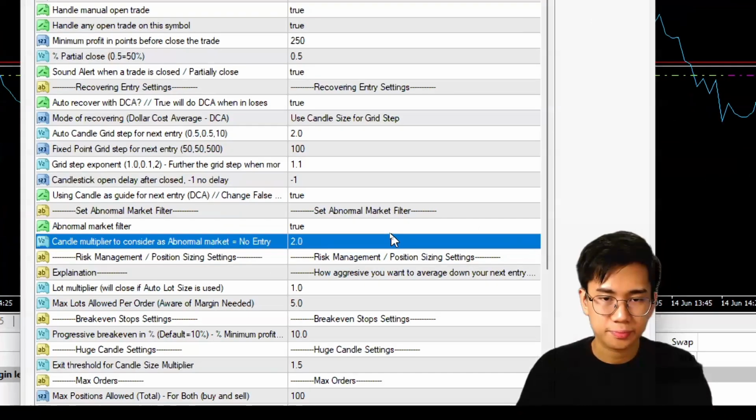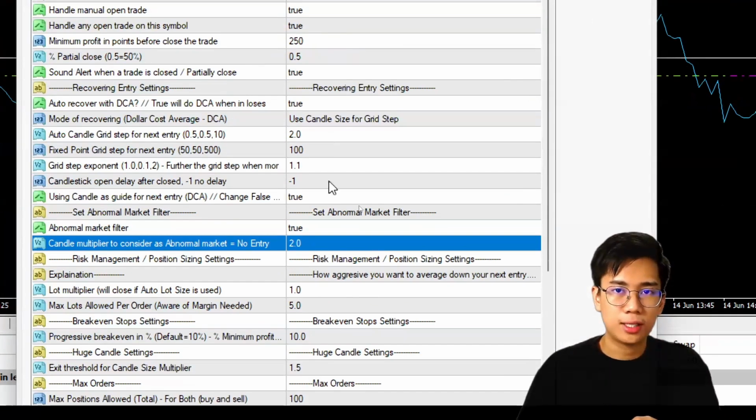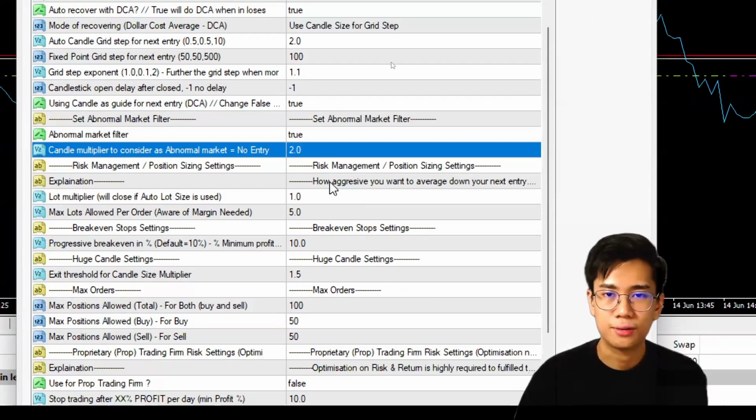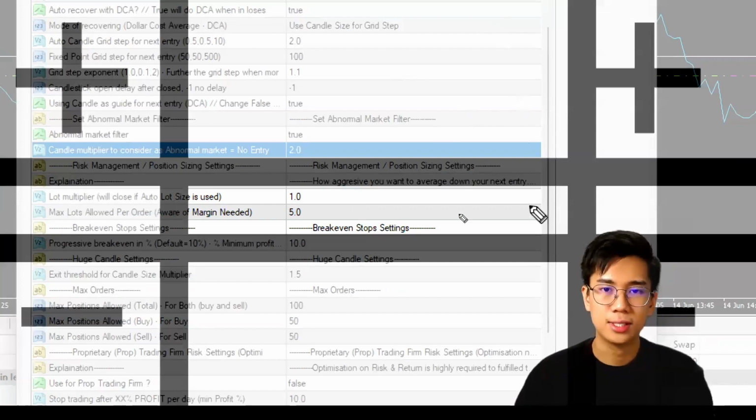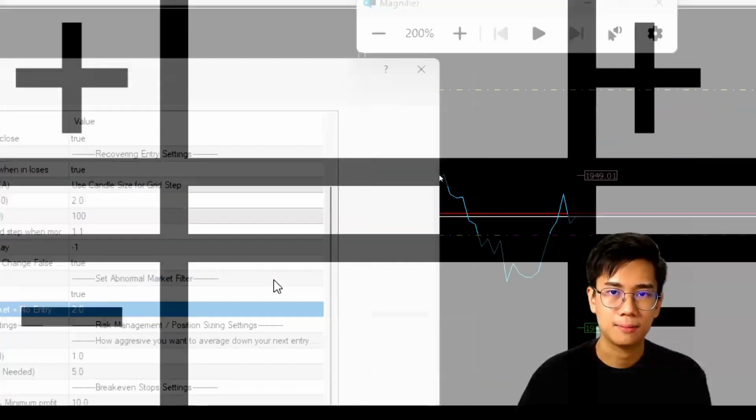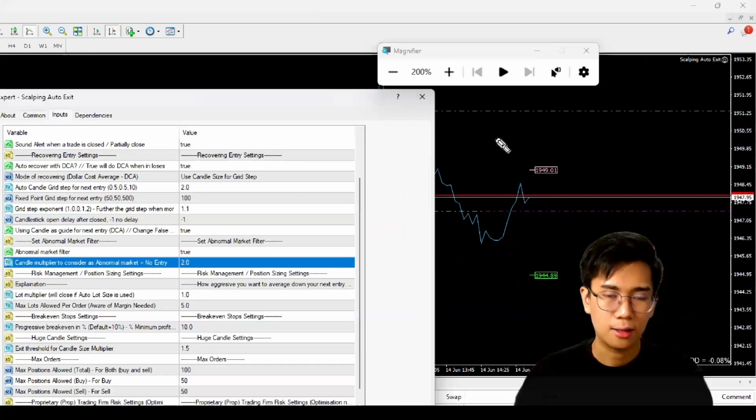Abnormal market filters. I believe that if you have been trading long enough, you should have experienced this before, alright? You do know that there is a risk in the market, but you calculate it well that, okay lah, the market will not go against me.